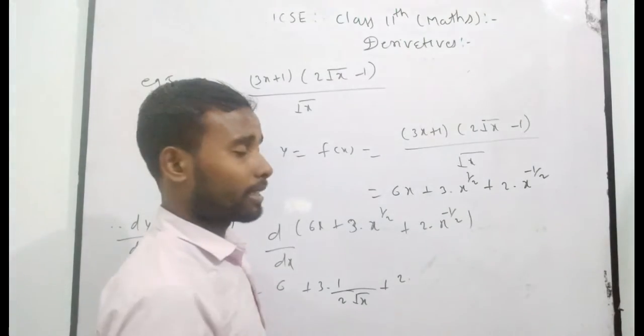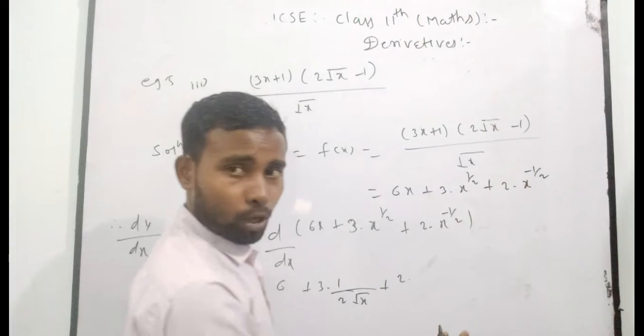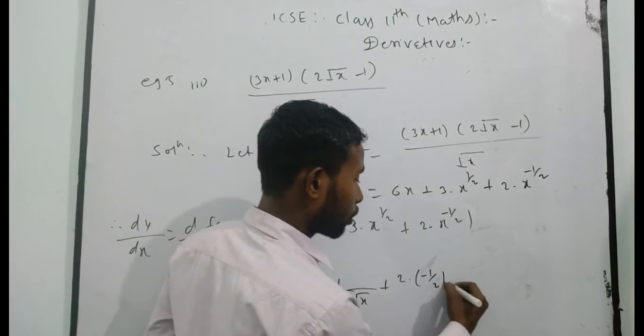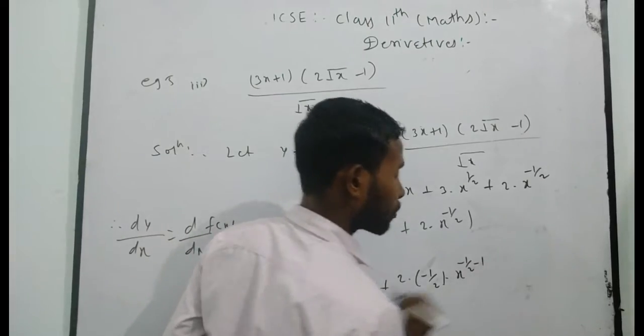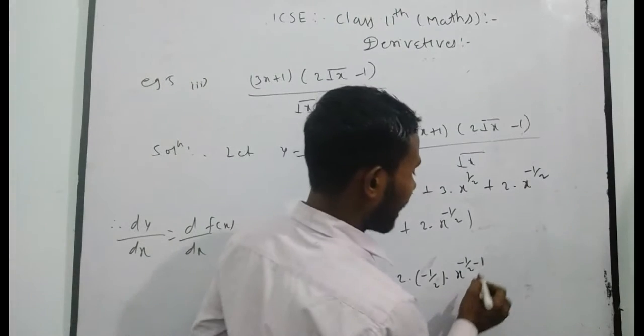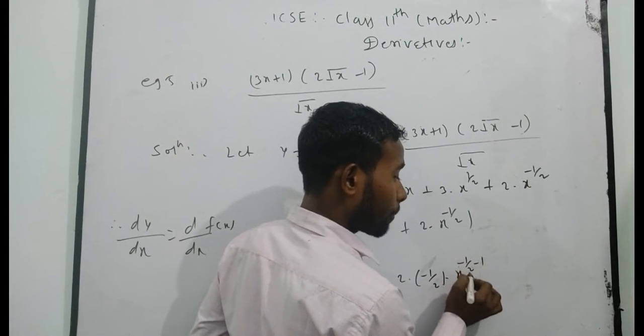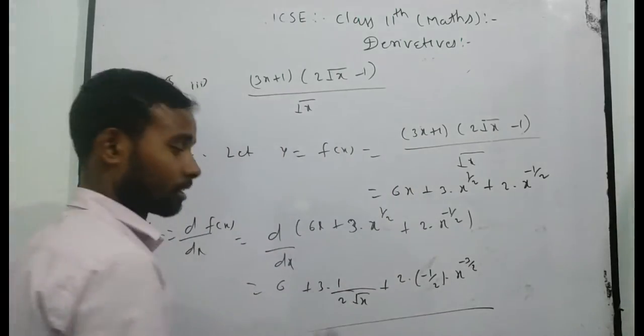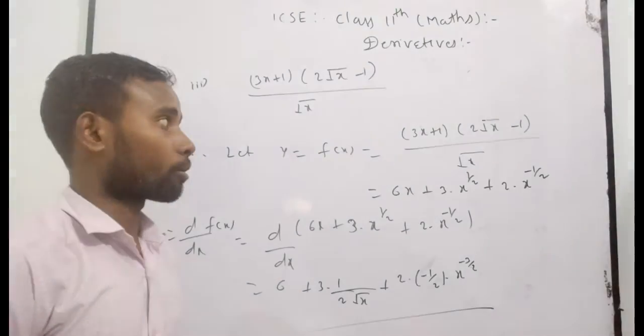What is the formula of derivative of x to the power n? You can utilize the formula again. It will be minus 1 upon 2 into x to the power minus 1 upon 2 minus 1. Use the simple formula. Now this is your correct answer. Now can you write directly minus 1 upon 2 minus 1, that will be what? Minus 3 upon 2. I have written it directly. This is your correct answer of this problem.